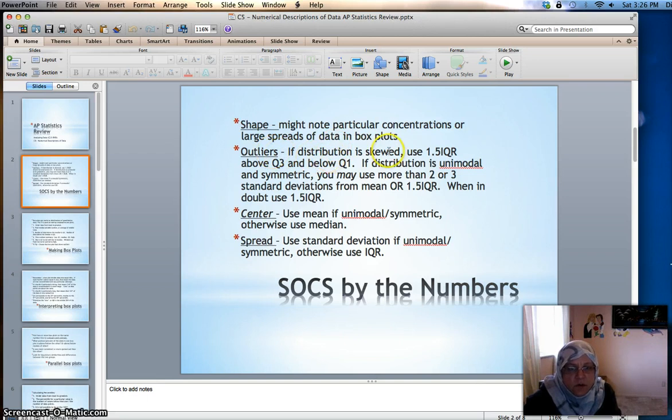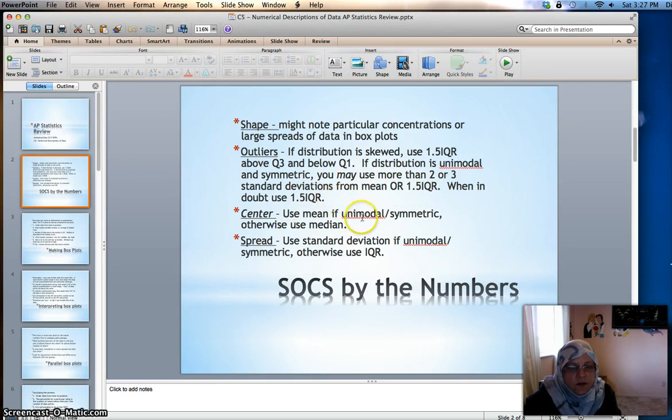Outliers. If your distribution is skewed, you're going to want to use 1.5 IQR. What that means is take the interquartile range, which is quartile 3 minus quartile 1, times 1.5, add that to the third quartile, and subtract it from the first quartile. That gives you your two fences. If you have any numbers above or below those fences, then you have an outlier. If your distribution is unimodal and symmetric, you might use 2 or 3 standard deviations above and below the mean instead of 1.5 IQR. But when in doubt, use 1.5 IQR and you'll be safe.